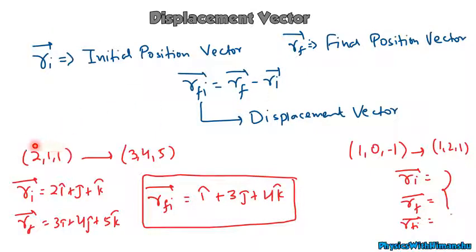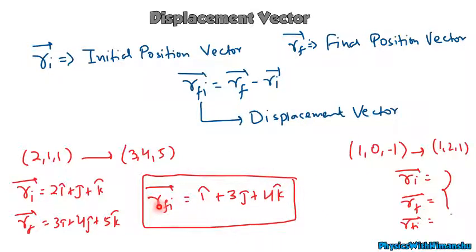Suppose a particle is at 2, 1, 1 and moved to 3, 4, 5. So the initial position will be 2 i cap plus j cap plus k cap. The final position will be 3 i cap plus 4 j cap plus 5 k cap. And the displacement vector will be the final position minus the initial position. So 3i minus 2i will be i, 4j minus j will be 3j, 5k minus k will be 4k. So this is your displacement vector.